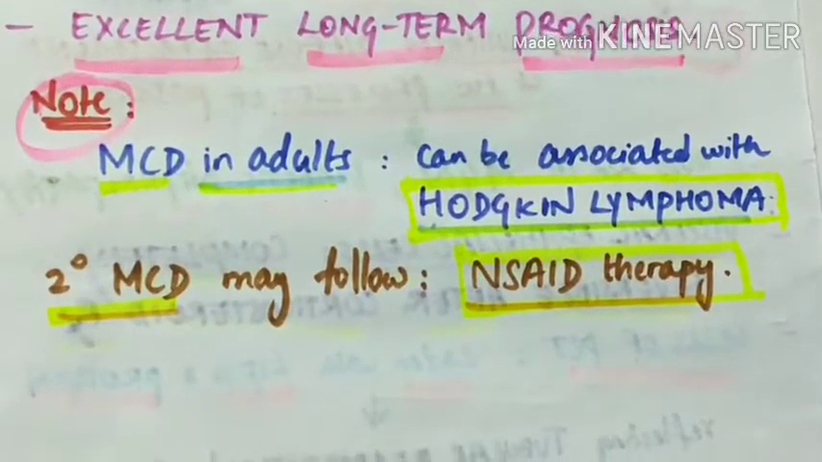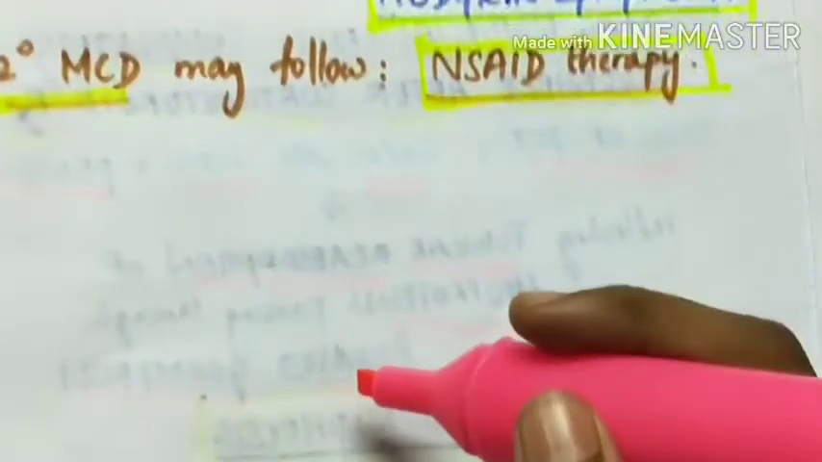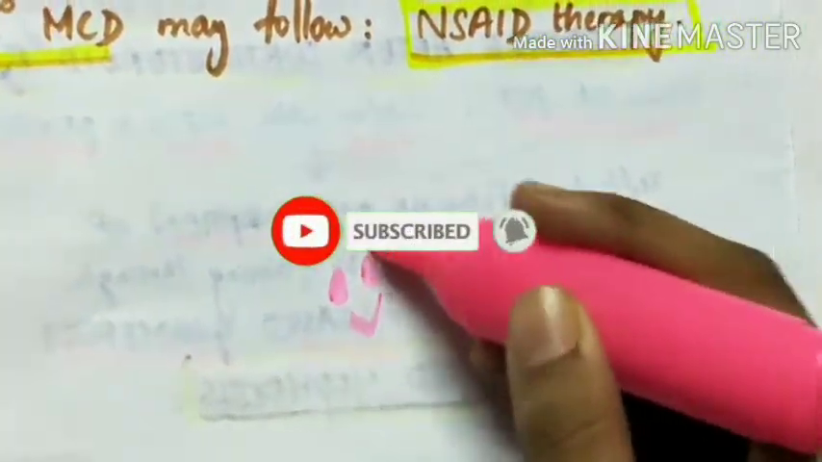This is about minimal change disease. These are the first two nephrotic syndromes. We'll see about the other two nephrotic syndromes in our next video.